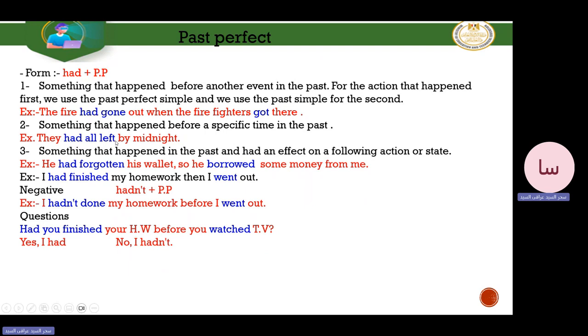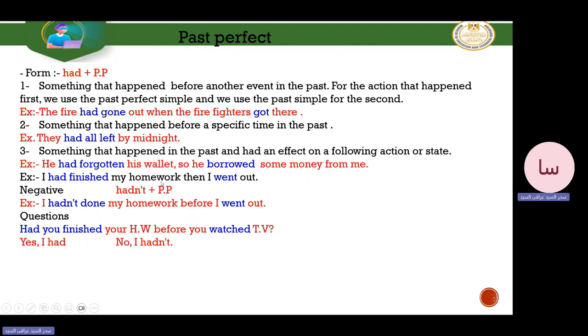Okay. Sometimes something that happened in the past had an effect on the following action or state. The first action has influence on the second action. Like what? He had forgotten his wallet. So he borrowed some money from me. He had forgotten his wallet, the effect or result that leads to this. He borrowed some money from me. So he had forgotten, this is what happened first and affected the second action. So he borrowed money from me. Okay.